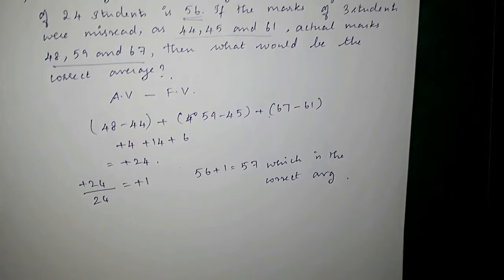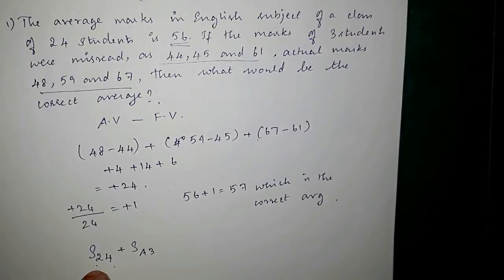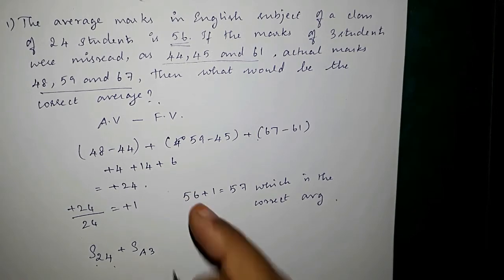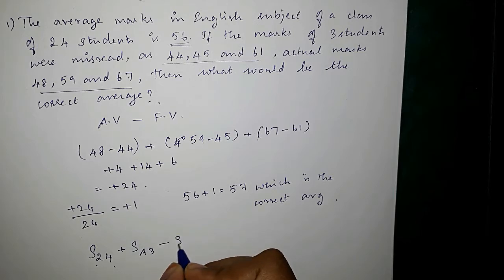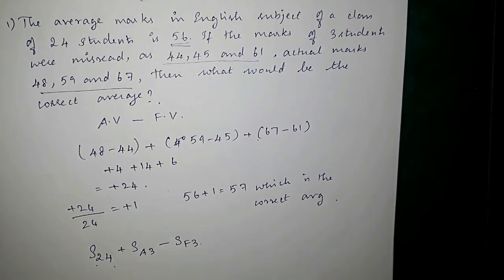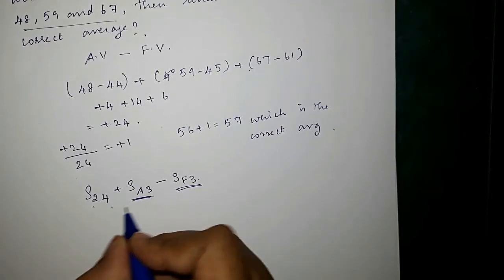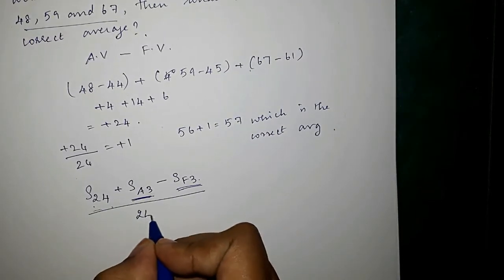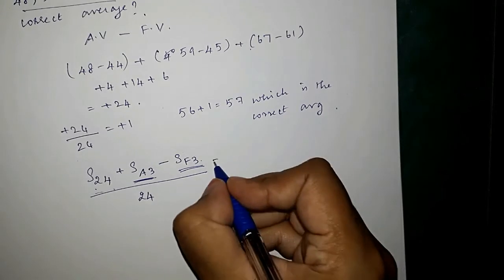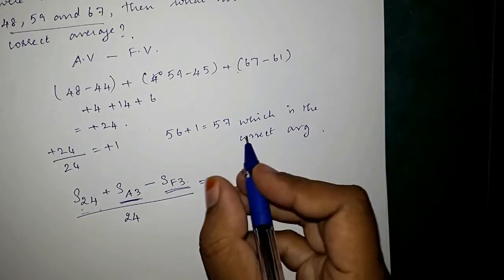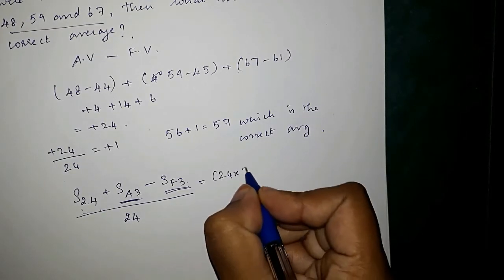If we do it in the normal method, take the sum of the marks of the 24 students in the English subject, add the sum of the actual marks, and subtract the sum of the false marks of the 3 that were misread. Then we have to divide it by 24. It will be like 24 into 56.